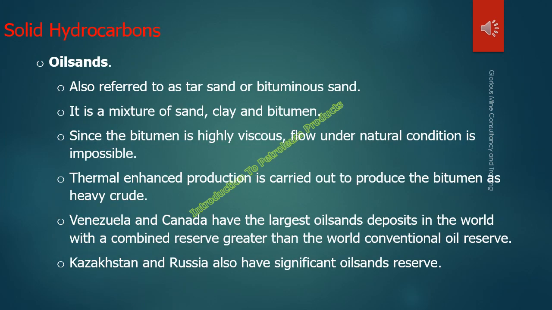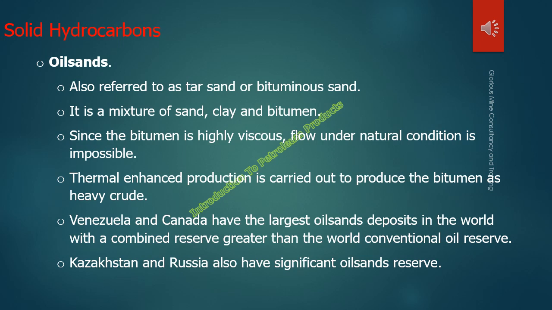Apart from gas or liquid, we also have solid hydrocarbons, namely 1. Oil sands, also referred to as tar sand or bituminous sand. It is a mixture of sand, clay and bitumen. Since the bitumen is highly viscous, flow under natural condition is impossible. Thermal enhanced production is carried out to produce the bitumen as heavy crude.